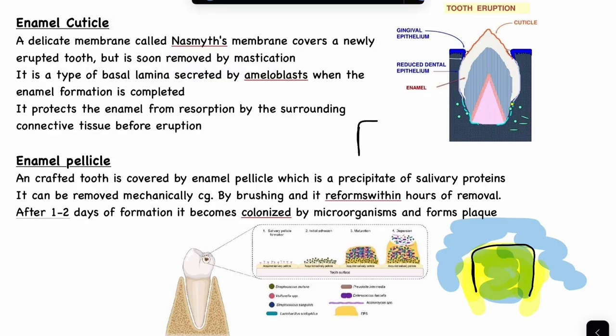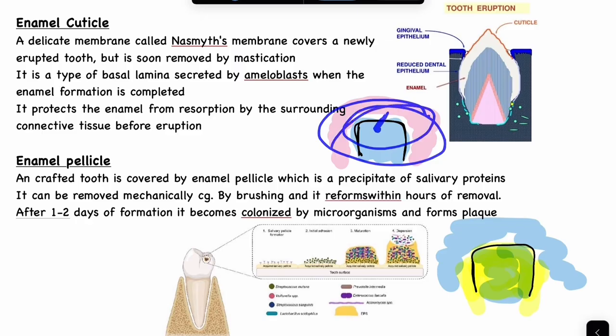I have this tooth. It's still in the gum. It hasn't emerged yet, or it hasn't erupted yet. And now surrounding this is all the connective tissue. What will happen is just now my ameloblasts finished making enamel. So they're done with making all the enamel. Now they want to protect the enamel, because if the enamel comes in contact with this surrounding tissue, it will get resorbed. So what will ameloblasts do?